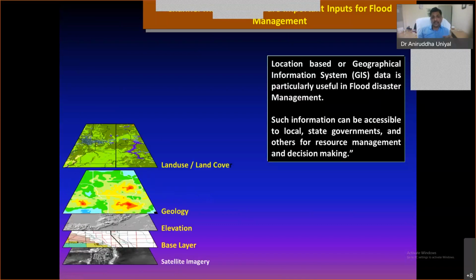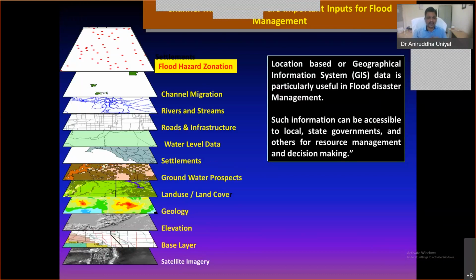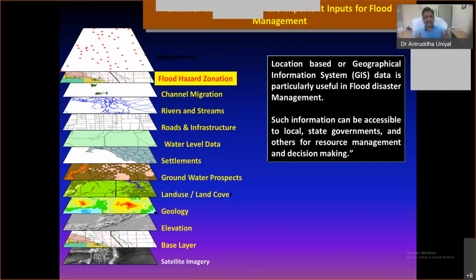Now, the decision support modules that we can create through GIS have a number of layers, whether they are base layers, elevation, geology, land use, road infrastructure, river stream, and channel migration. All these inputs can be used for flood hazard zonation mapping.